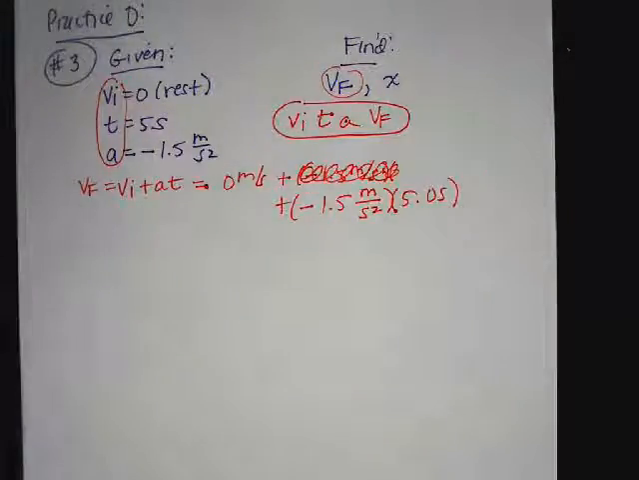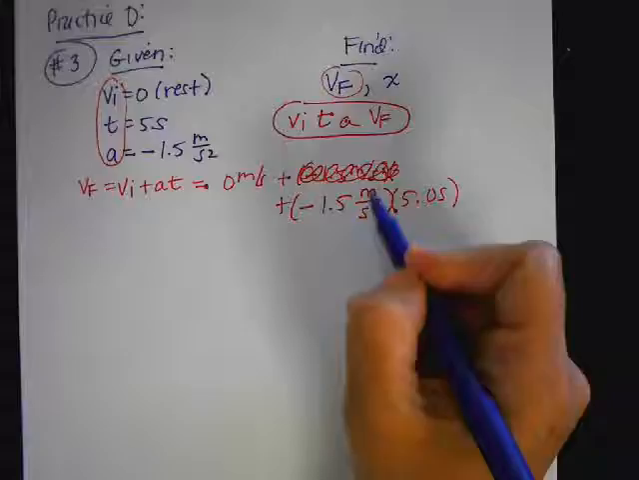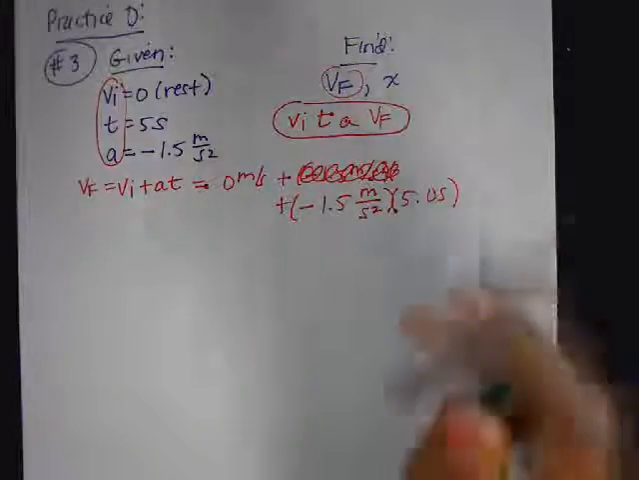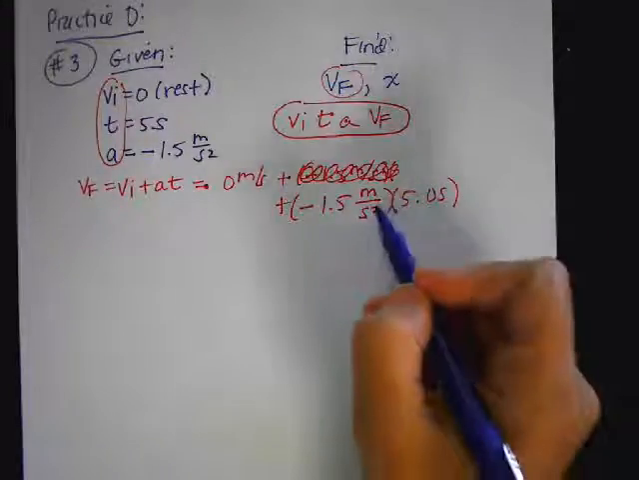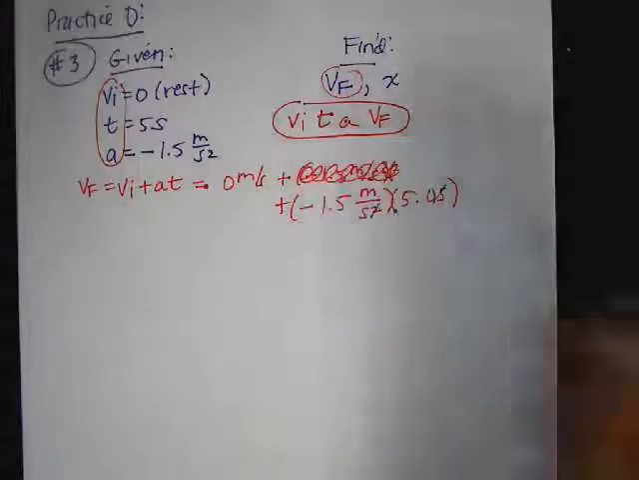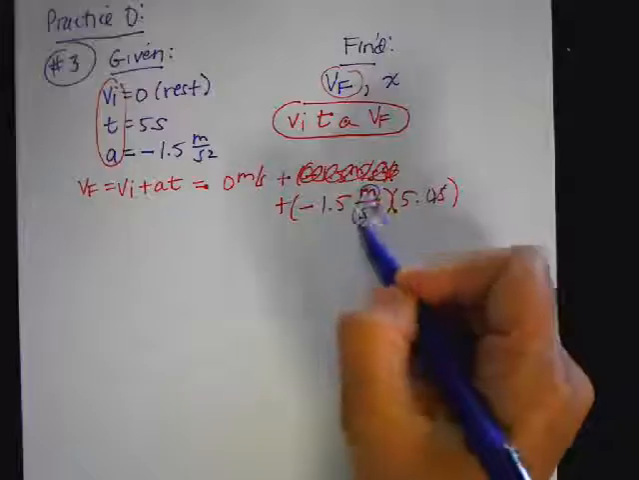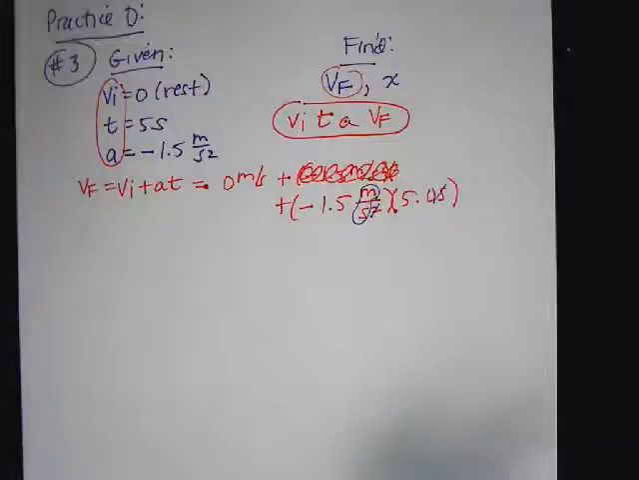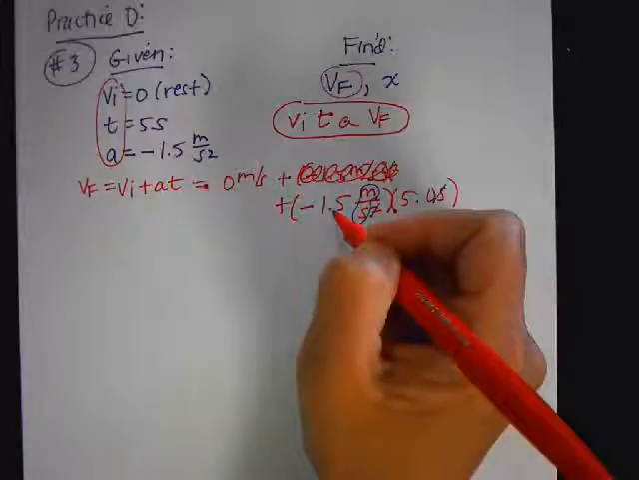Everyone look up, see how this second is going to cancel with that? And now I end up with meters per second. Is that the correct unit for velocity? It is. So that took me a couple of seconds, and I have a foolproof way to check my work to see if I end up with the right thing. So then negative 1.5 times 5, Vf is equal to negative 7.5 meters per second.